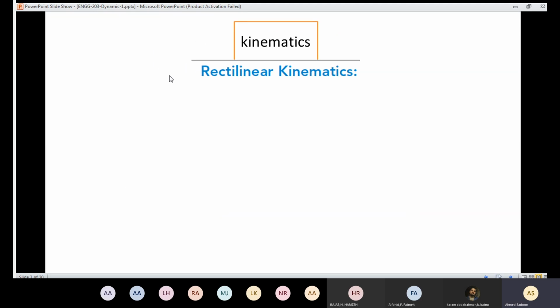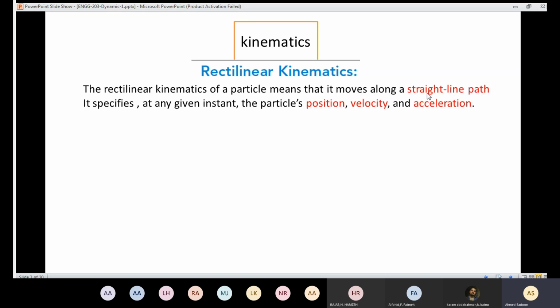And to be exact, we are going to talk about rectilinear kinematics. In rectilinear kinematics, the motion is going to be along a straight line path. So rectilinear motion means that the particle is going to move along a straight line. Because also we have curvilinear motion. In curvilinear motion, the particle is going to move along a curve. So here we have the simplest case. The particle is going to move along a straight line.